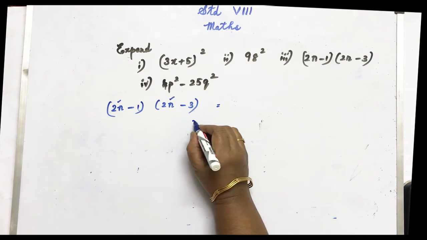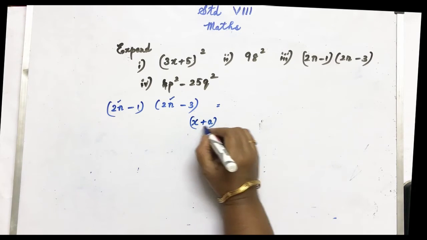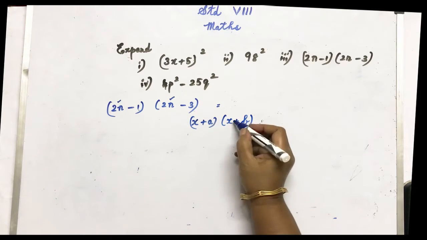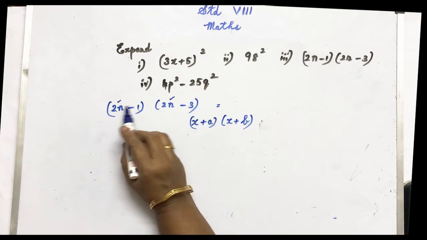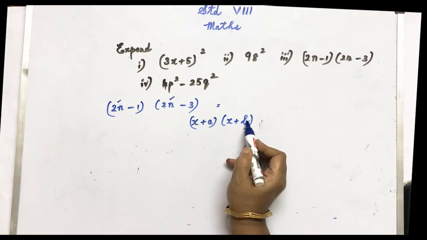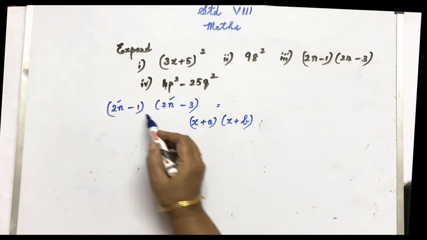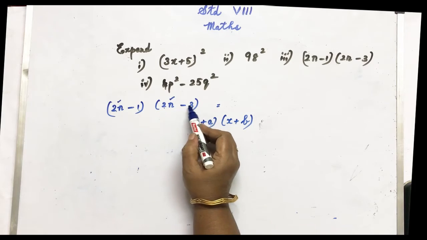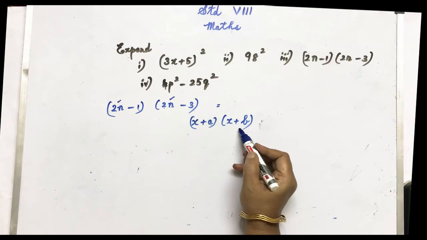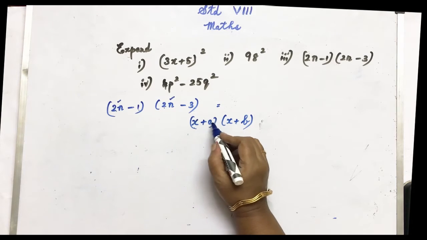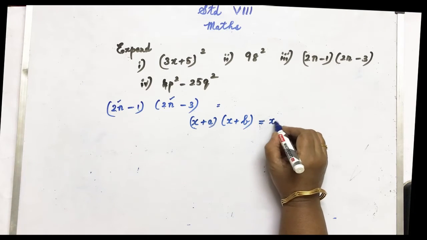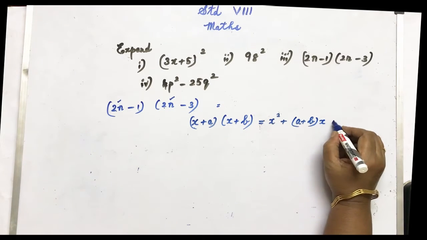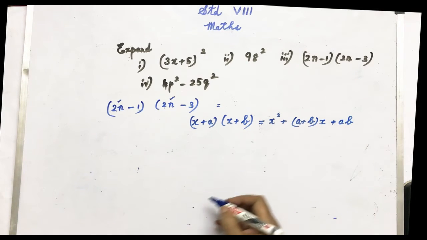This is of the form x plus a into x plus b. Here x is the same, so the first term is the same in both the brackets, but the second term differs. Here we have a, here we have b. In the same way, the second term is minus 1 here and here we are having minus 3. So we have to use this identity. x plus a into x plus b is equal to x squared plus a plus b into x plus ab.